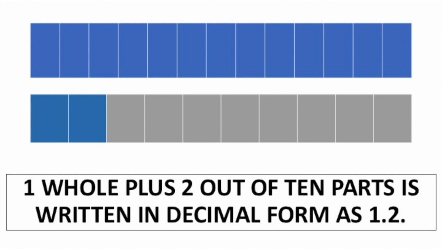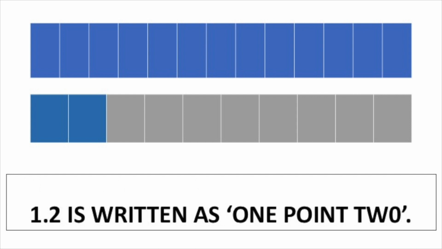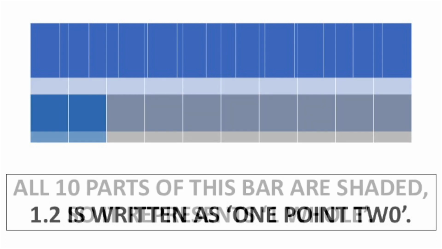Okay, so you understand now, guys? The whole goes to the left of the decimal point. In this case, 1. And the decimal goes to the right of the decimal point. In this case, 2. 1 whole, 2 decimal, 1.2. And in word form is written as 1.2. Okay, let's do one more together.